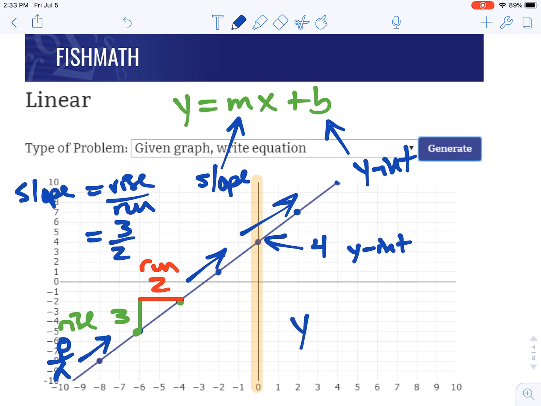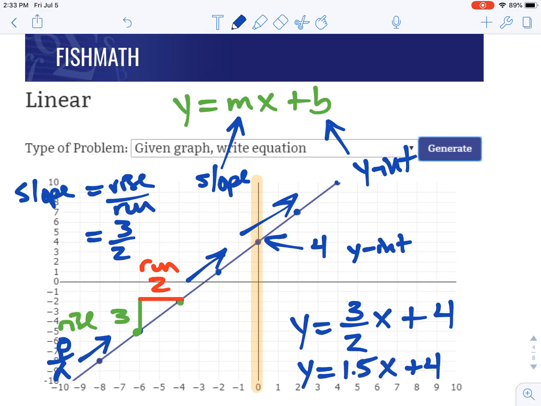So our equation then is just y equals 3 over 2, the slope, times x, plus our initial value, the y-intercept, 4. Of course, you could use a decimal if you'd like. 3/2 is the same thing as 1 1/2, 1.5, x plus 4. Either way, you've got the right answer.